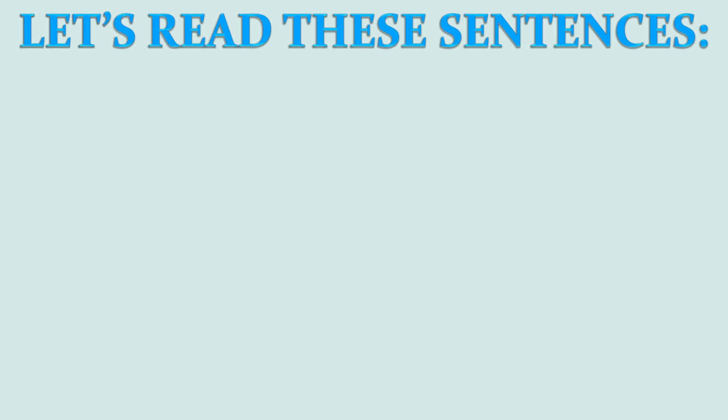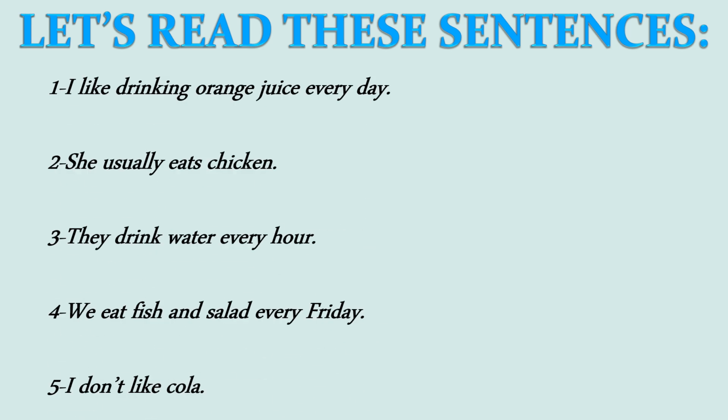Let's read these sentences. Try to read with me, okay? I like drinking orange juice every day. She usually eats chicken. They drink water every hour. Number four, we eat fish and salad every Friday. Number five, I do not like cola.